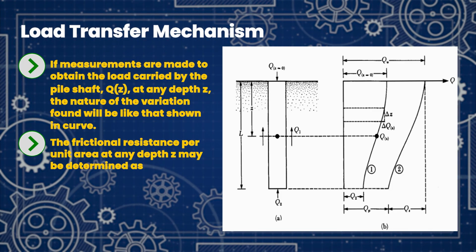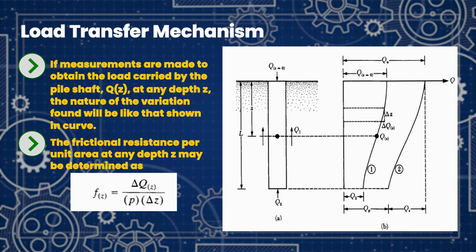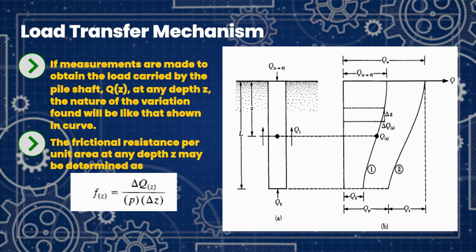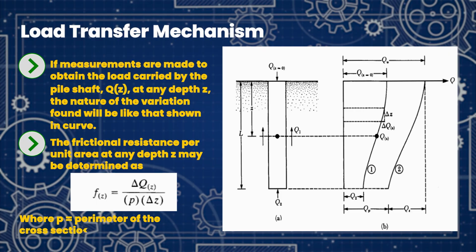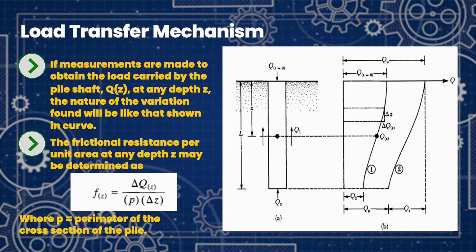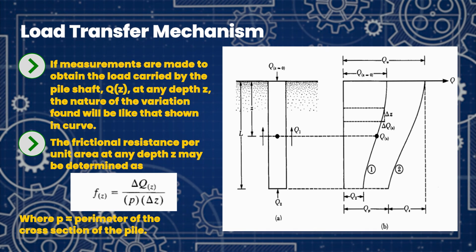At each depth you can calculate this. That is why we have the formula f of z equals delta qz by p into delta z. It means that p is the perimeter of the cross section of the pile, and z is the depth. With respect to depth, you can calculate it.